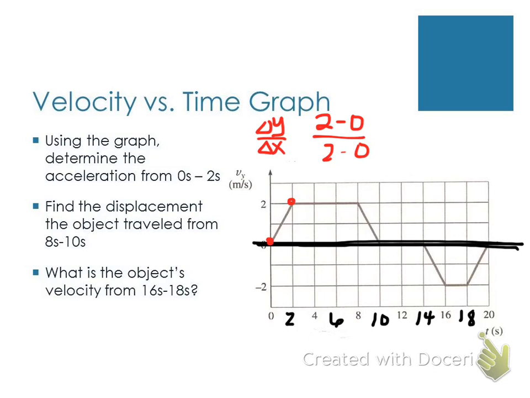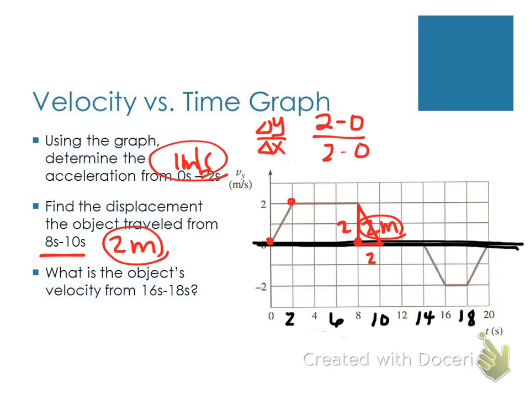Okay, now if I want to find displacement from 8 seconds to 10 seconds, that means I find the area. So here's my 8 seconds to 10 seconds. I find the area from the x-axis to that line. Which means I find the area of the triangle, which is 2 times 2 divided by 2, which is really 2 meters. That's it. 2 meters.